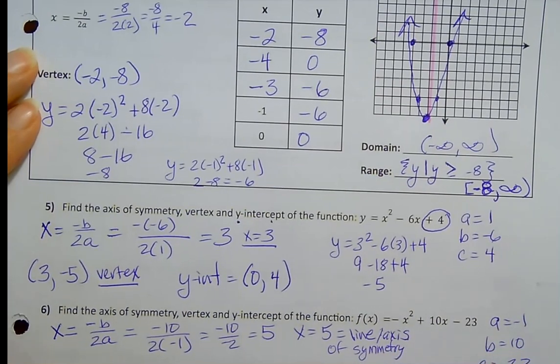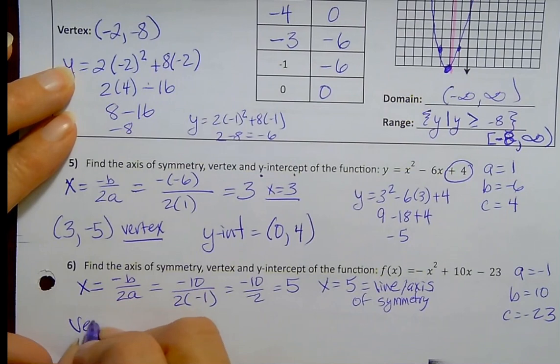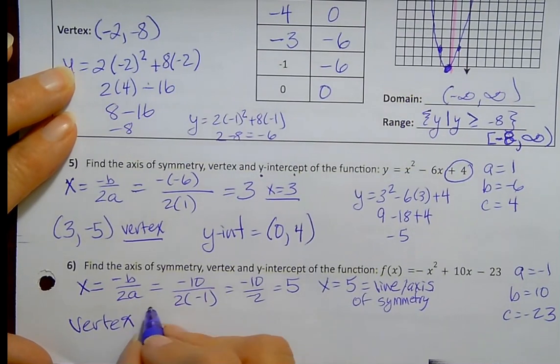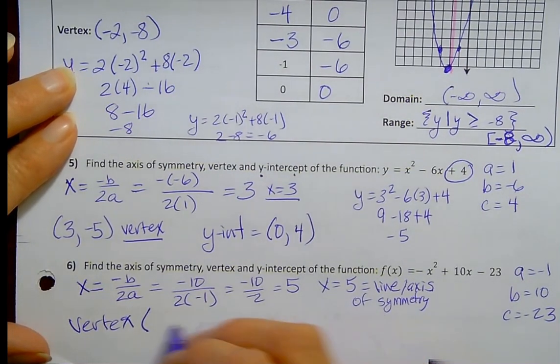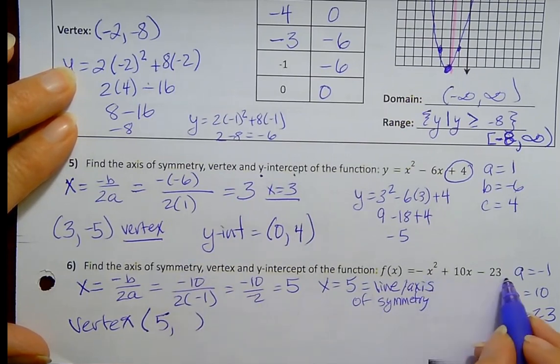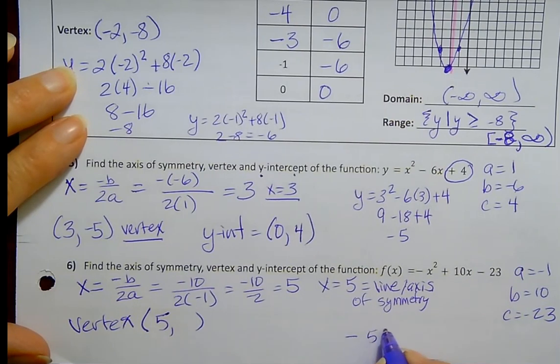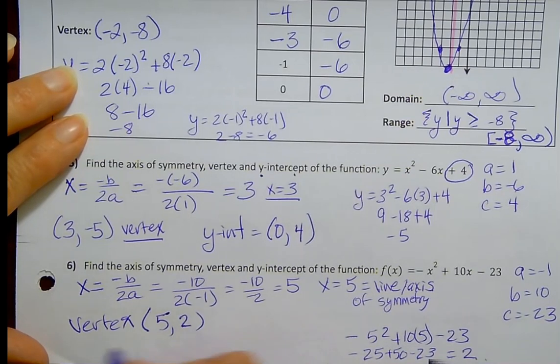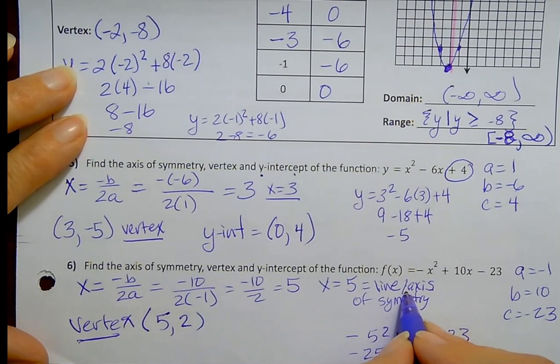All right, now my vertex is going to be the xy ordered pair, where x is 5. I need to find my y. Okay, so if x equals 5, let's come back up here. I have negative of 5 squared plus 10 times 5 minus 23. So I have -25 plus 50 minus 23. That's 25 minus 23, which is 2. My y value is 2. That's my vertex. Okay, I've got my axis of symmetry.